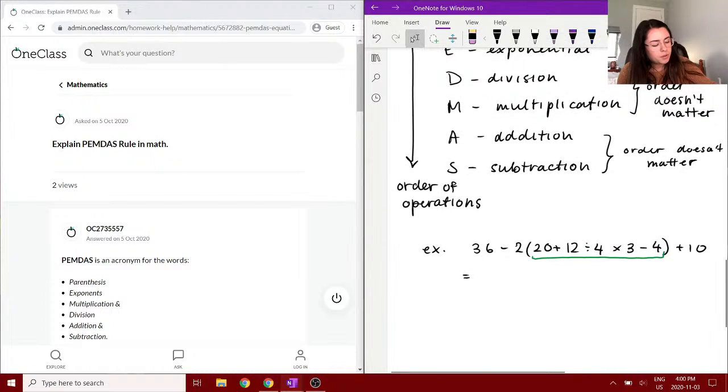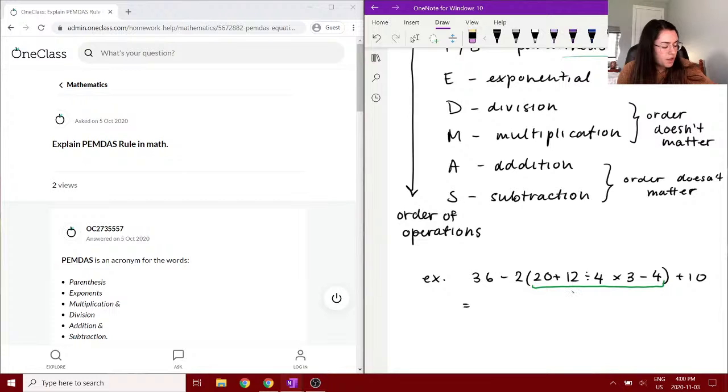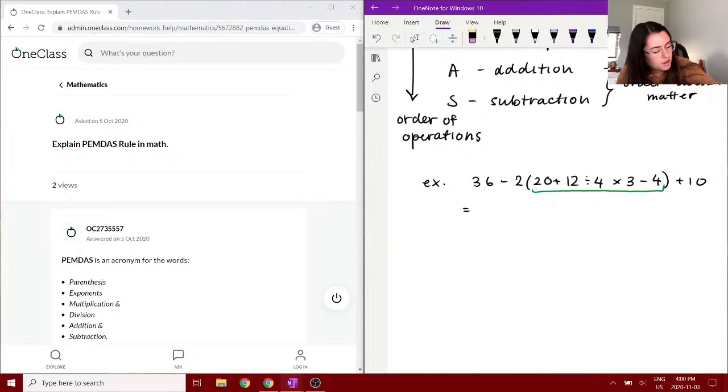Next, going from left to right, because that's how we normally read it, we have 20 plus 12 divided by 4. Well, we see up here that division comes before addition, right? So that means we're going to work on the 12 divided by 4 before we do the addition. So we'll go through this. 36 minus 2 times 20 plus, well, we have 12 divided by 4. So I'm going to do that first. That's 3 times 3 minus 4 plus 10.